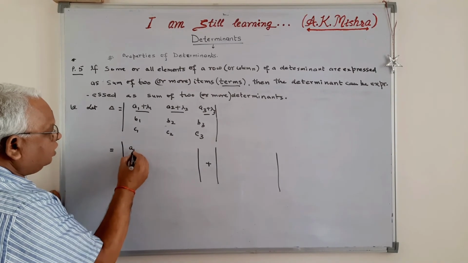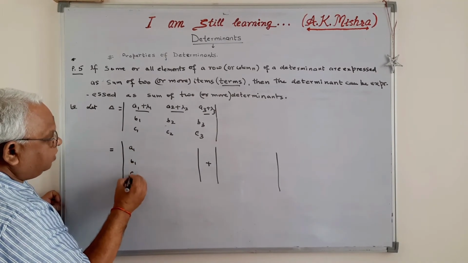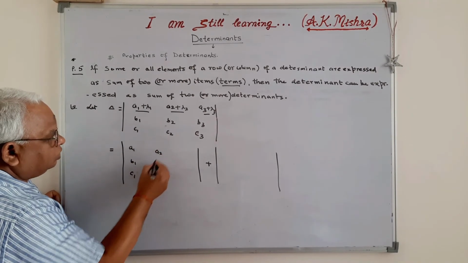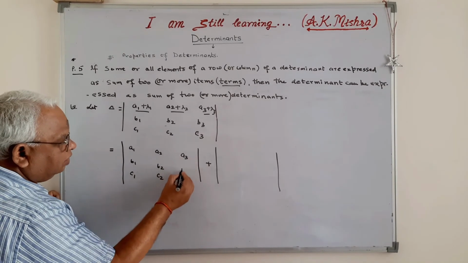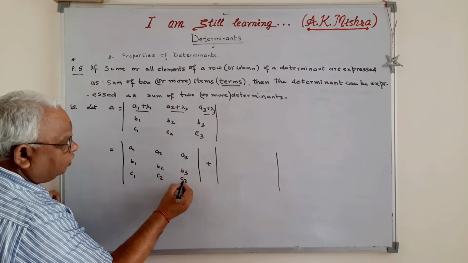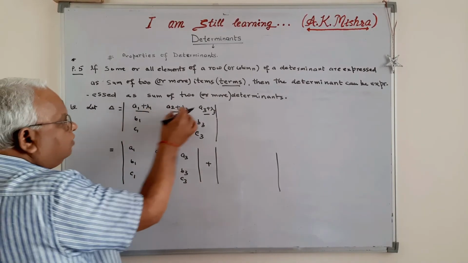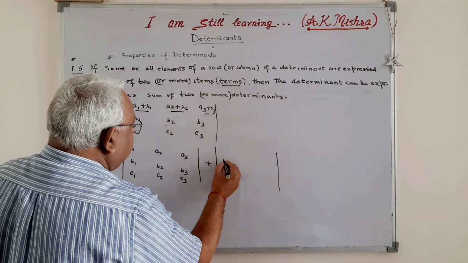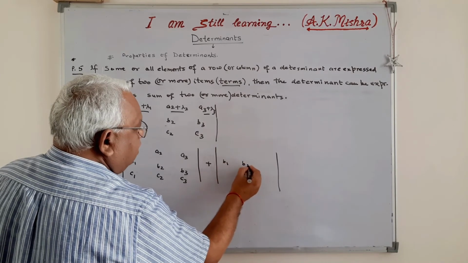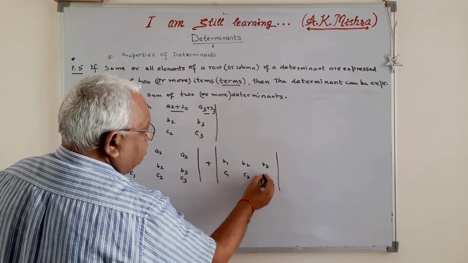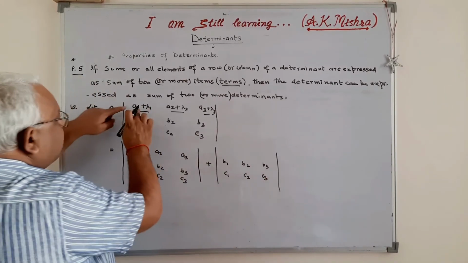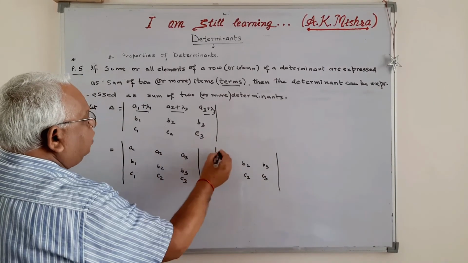So the first determinant will be a1, b1, c1, a2, b2, c2, a3, b3, c3. This part will be split. The remaining two will be the same. b1, b2, b3 will remain the same. Only this part will split into two.